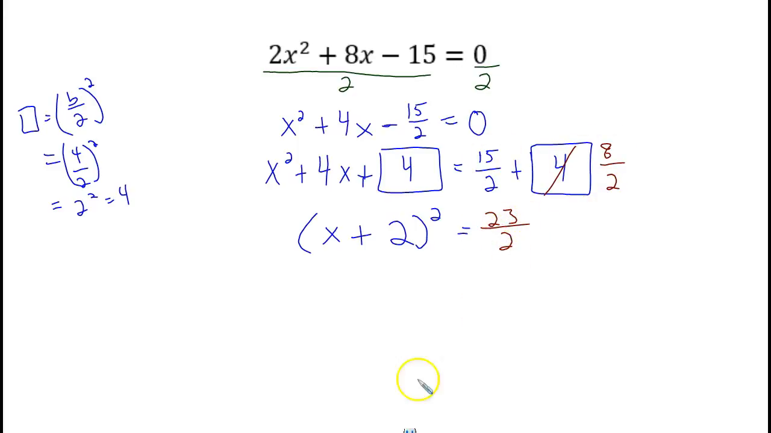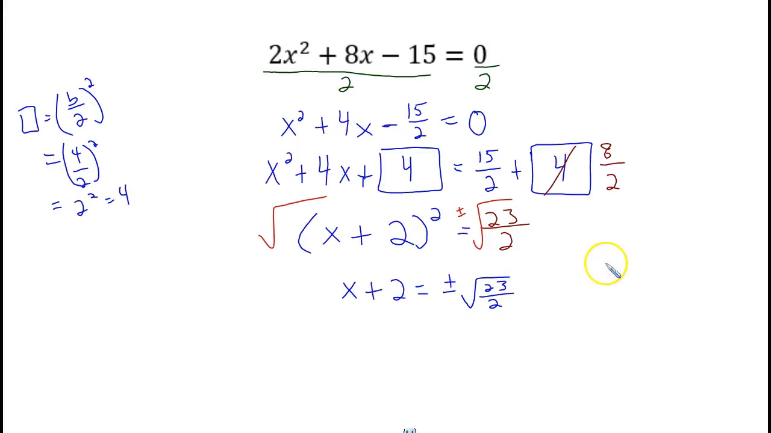So 23 over 2. Now I'm going to take the square root of both sides, and when I do that, remember that you have to have positive or negative square root on the right. The left side, the square root cancels out with the square that's already on your binomial, which leaves you with x plus 2. On the right side, we have positive or negative square root of 23 over 2. I'm going to go ahead and take care of this denominator here. We don't like an answer with a radical in the denominator, and this is a square root of 2 in both the top and the bottom. So we've got to get rid of the square root of 2 in the bottom.